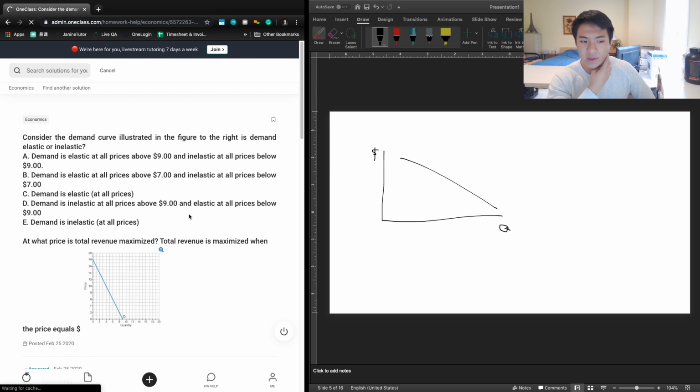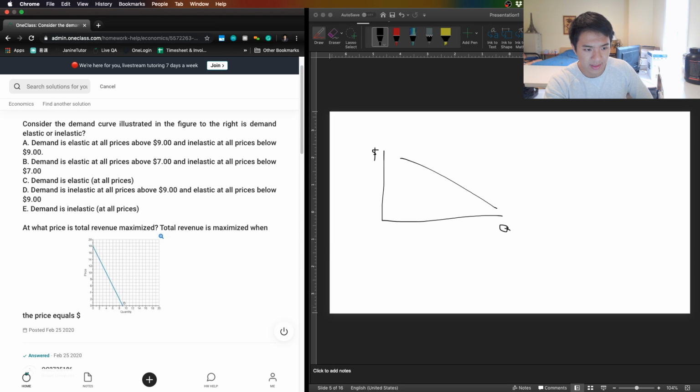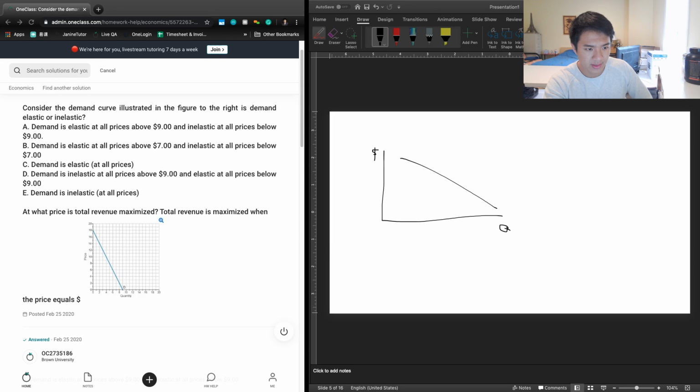So let's take a look at this next question. It says, consider a demand curve illustrated in the figure to the right. Is demand elastic or inelastic? A, demand is elastic at all prices above $9 and inelastic at all prices below $9. B, demand is elastic at all prices above $7 and inelastic at all prices below $7. C, demand is elastic at all prices. D, demand is inelastic at all prices above 9, elastic at all prices below 9. E, demand is inelastic at all prices. And it also asks at what price is total revenue maximized.